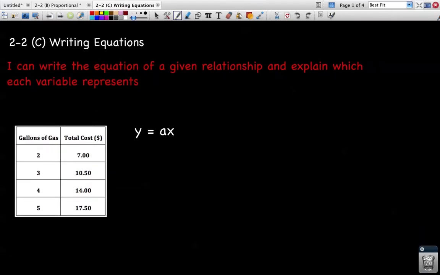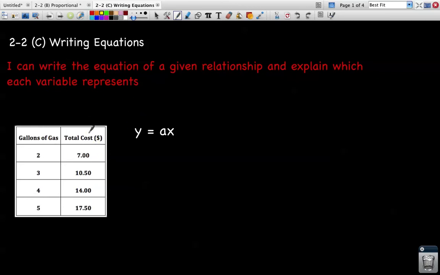Okay, everybody, hello. What we're going to be doing right now is working on the third video for lesson 2.2. This one is going to be about writing equations of proportional relationships. My I can statement is: I can write the equation of a given relationship and explain which variable it represents.